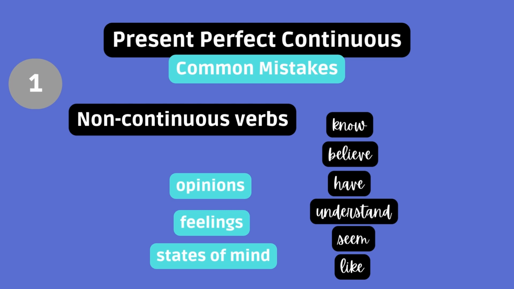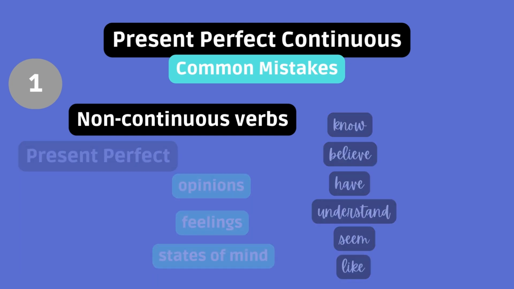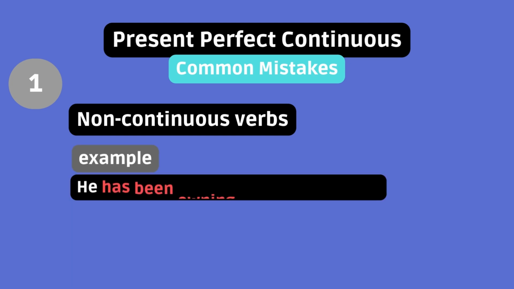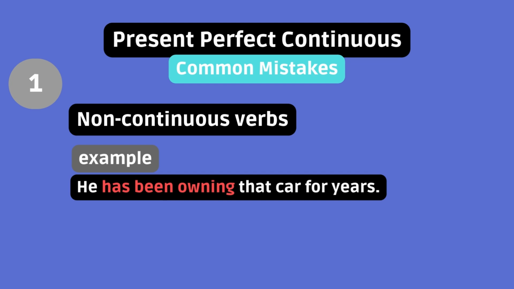In most cases, the present perfect makes more sense by connecting the past to the present. Example: he has been owning that car for years. Should be, he has owned that car for years. The state of owning that car started in the past and continues up to now. The present perfect here is better suited since it connects past and present with no regard to continuity.